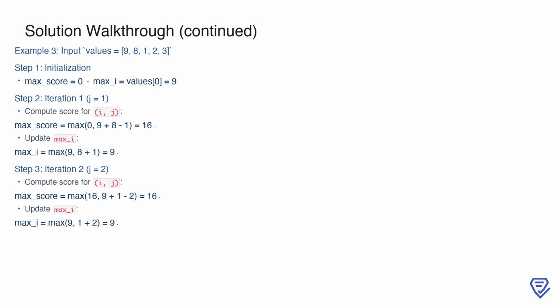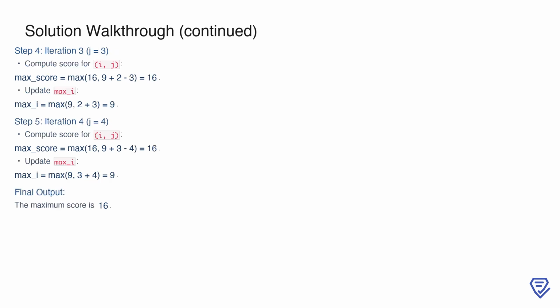In the second iteration, where j equals 2, we compute the score as max_score = max(16, 9 + 1 - 2), which evaluates to 16. As the new score doesn't exceed the current max_score, it remains unchanged. We then update max_i to max(9, 1 + 2), which still results in max_i being 9.